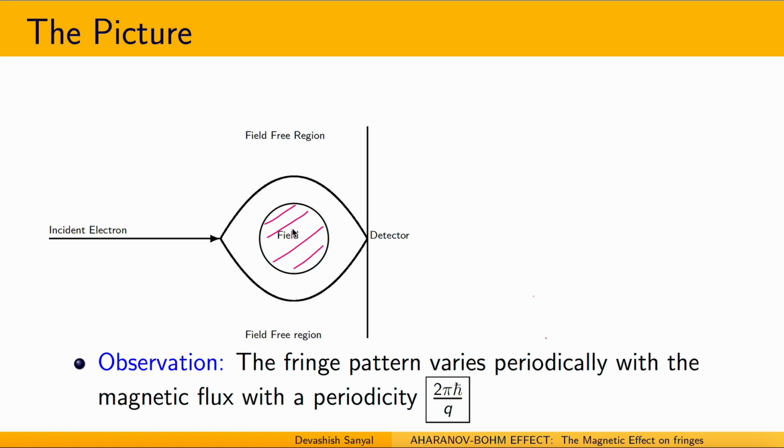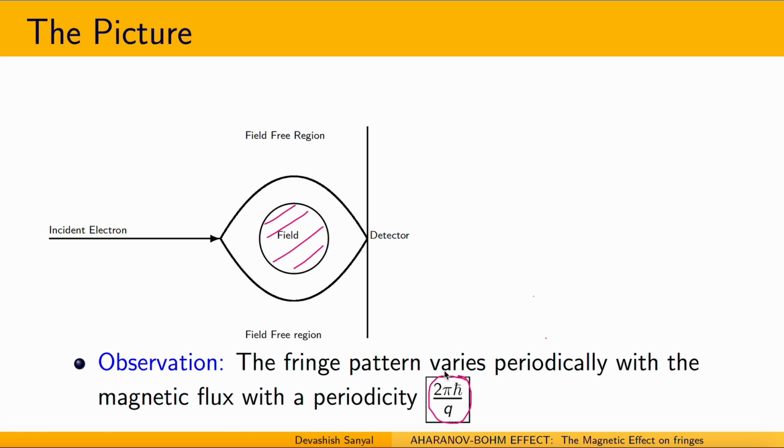So what happens is that when the magnetic field is changed, the flux in this region changes, and what is observed is that there is a periodicity in the fringe pattern. If the flux is changed by 2 pi h cross by q, then what we see is that the initial fringe pattern is restored. So the fringe pattern varies periodically with the magnetic flux with the periodicity 2 pi h cross by q.